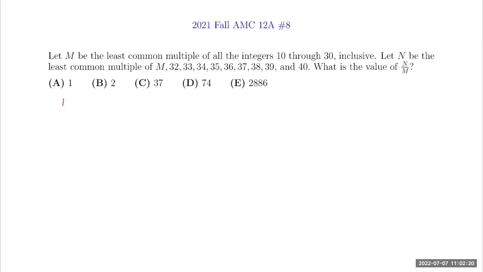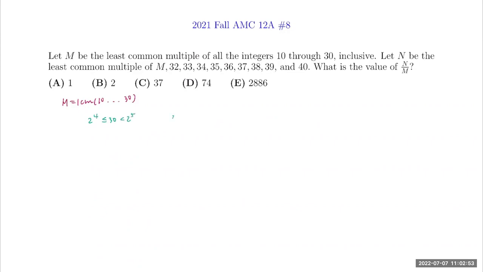Since we know that m is the LCM of the integers 10 through 30, let's look at what it would be. We know that it's going to be a product of powers of primes. So let's see what the highest power of every single prime number is for these integers. We notice that the highest power of 2 less than or equal to 30 is going to be 2 to the 4th, which is 16, because we know that 2 to the 5th is greater than 30.